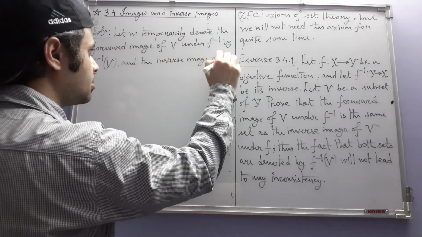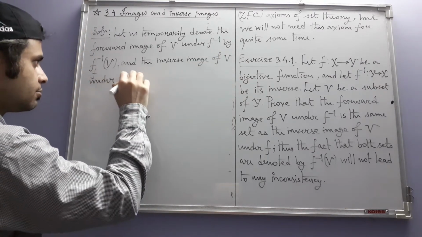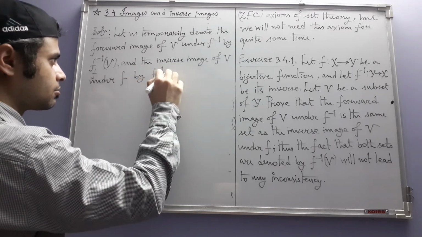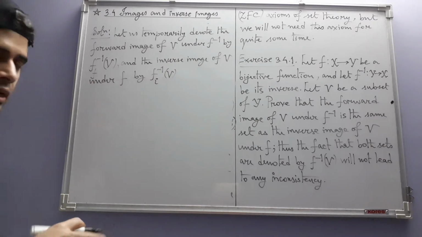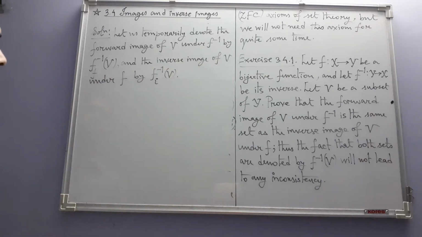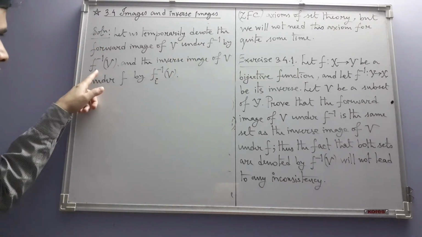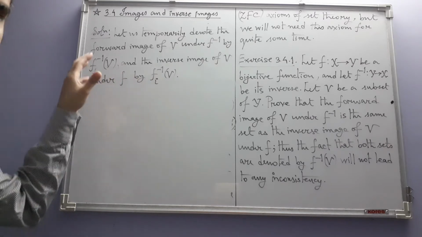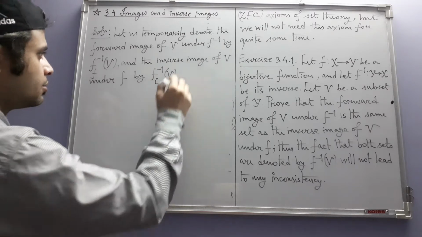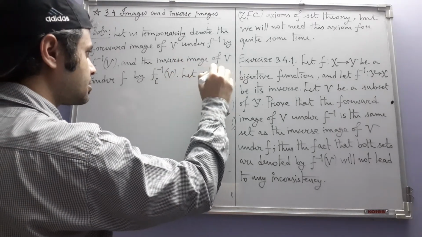the inverse image of V under f by this. I stands for inverse. Okay, we have to show that these two sets are equal. So the usual procedure, we have to show that each of them is a subset of the other. So let us first show that this is a subset of this. So we assume an element in the first set.